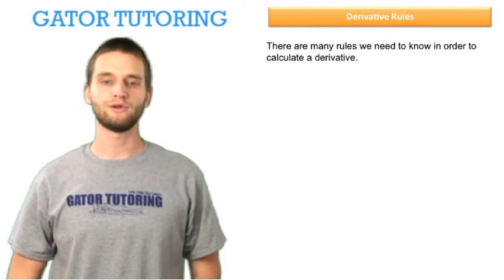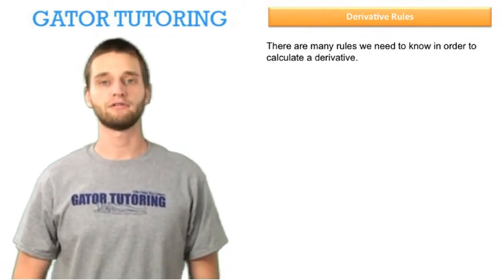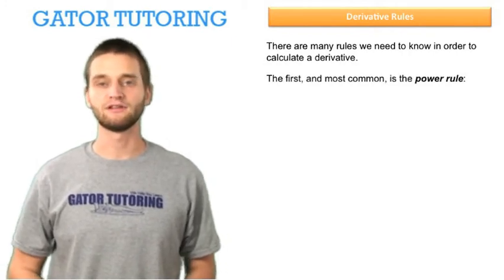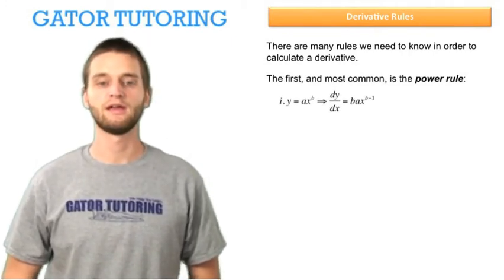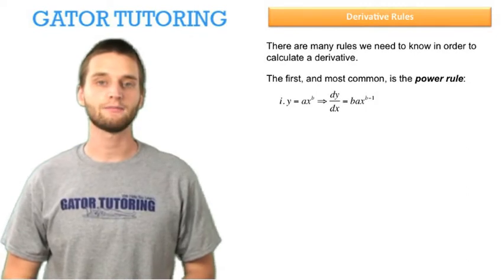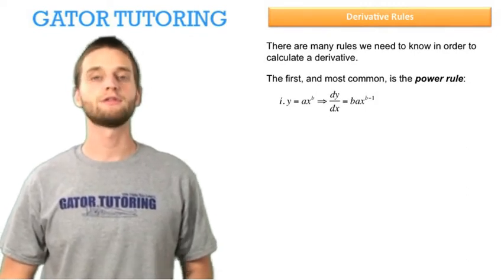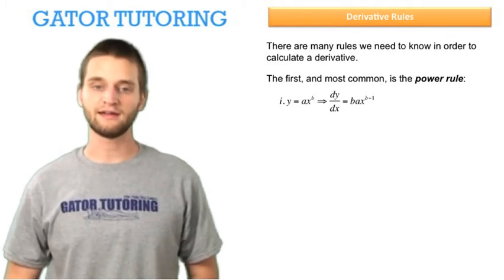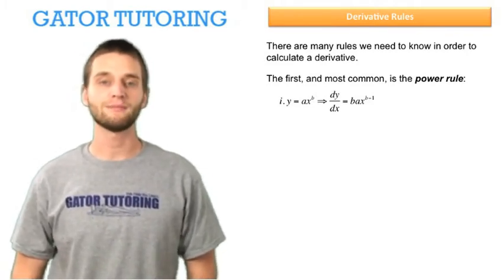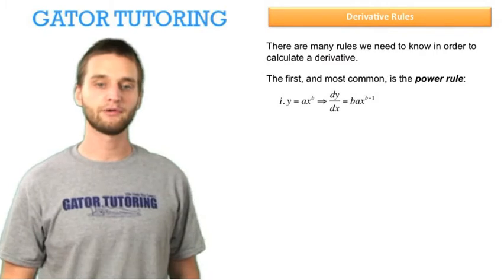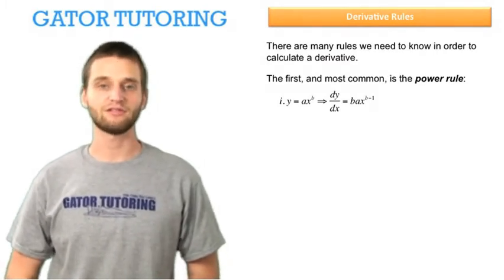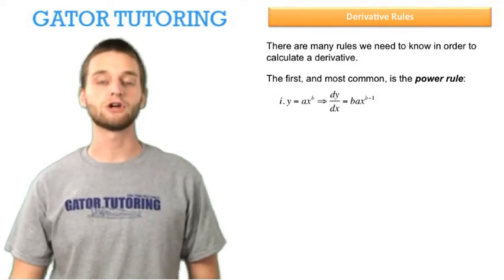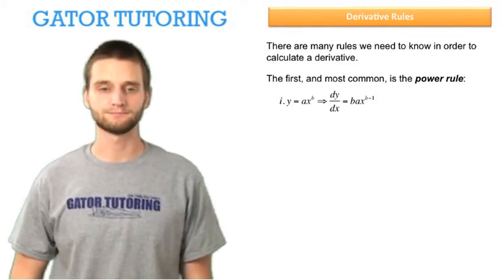There are many rules that we need to know in order to calculate a derivative. The first and most common is called the power rule. It says if y equals a times x raised to the b, then the derivative of y with respect to x is b times a times x raised to the b minus 1. So you take the exponent on the variable x, which in this case is b, and you multiply it by the coefficient, which is a, and then you drop the exponent on the variable by 1.